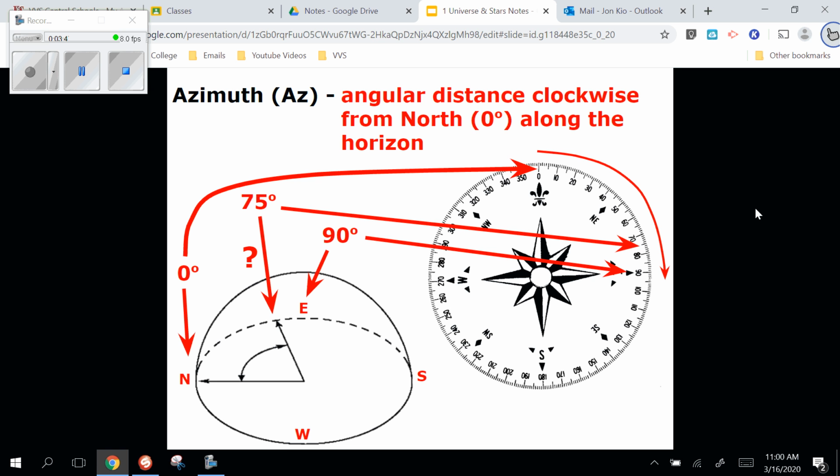Now, do we know if it's exactly 75? No, it's an approximation because it's a picture. But we know it's got to be less than 90, so 75, 70, 80, somewhere in that vicinity. That's what it's got to be. And that gives us our azimuth. And again, there's no direction. It's just a number of degrees out of a full 360-degree circle.